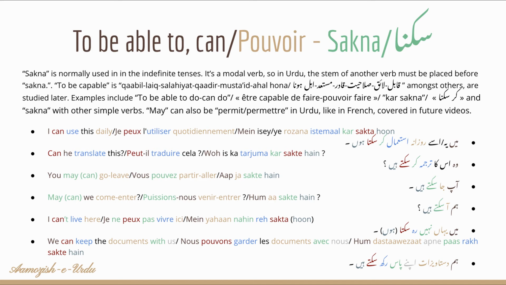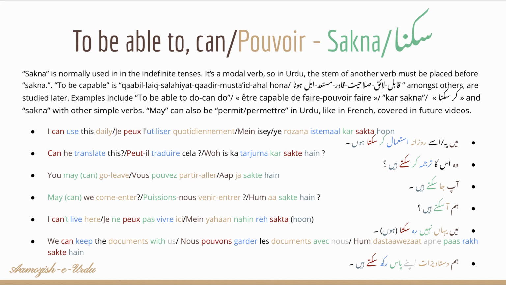May can also be like permit or permettre in French, for seeking permission. Usually you can use sakna like in French, where you can say can I use the bathroom instead of may I use the bathroom, because in Urdu and French there isn't a distinction. But when you're more formally seeking permission, as in may, you would use permettre in French, and the Urdu verb we'll cover later.